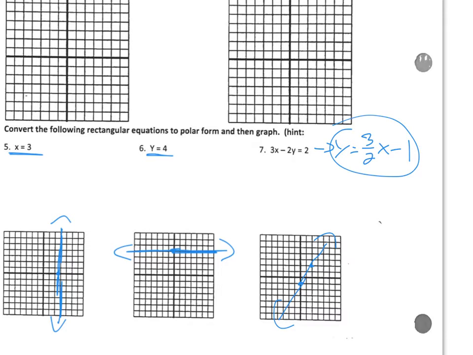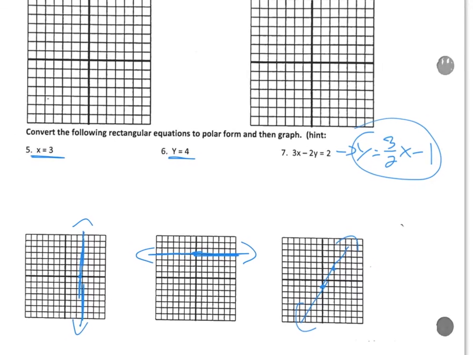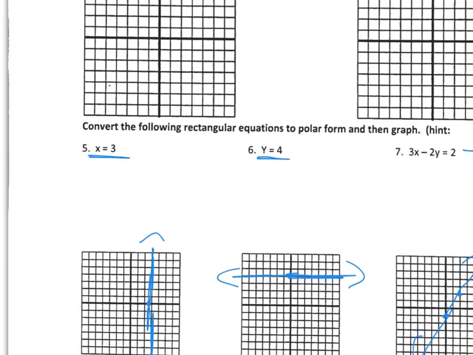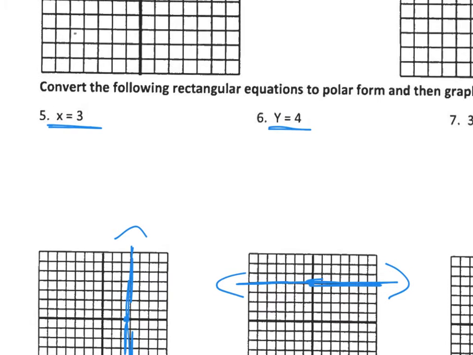All right, the main thing is now I want to take these equations and replace the x's and y's with r's and thetas. Let's take a look at 5. Let's zero in on this. If I just have x, what can I replace x with? Well, remember, when we convert, x is the same thing as saying r times the cosine of theta equals 3.